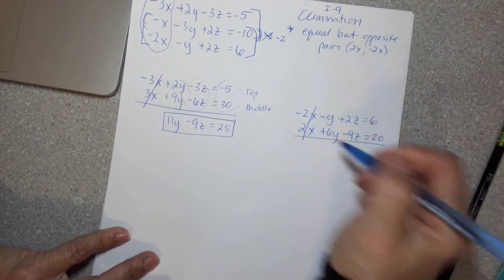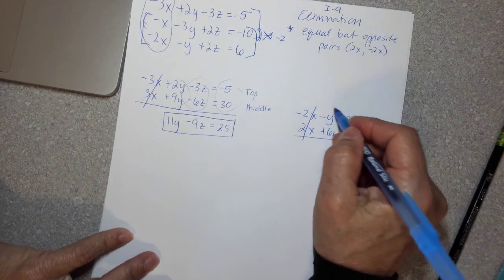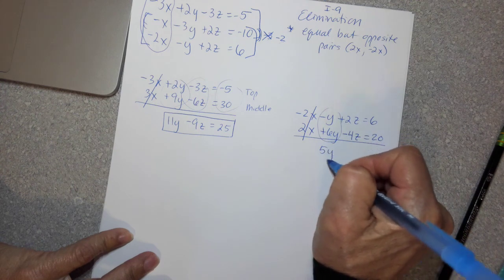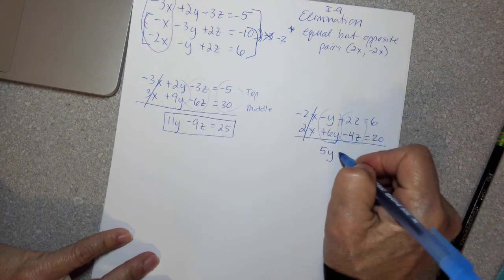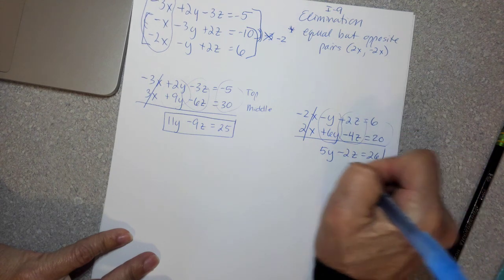So now I've done the same thing. I can eliminate the x's. So I started off with 3 variables. Now I'm going to be down to 2. So this column combines to be 5y. This column combines to be -2z. And this column combines to be 26.